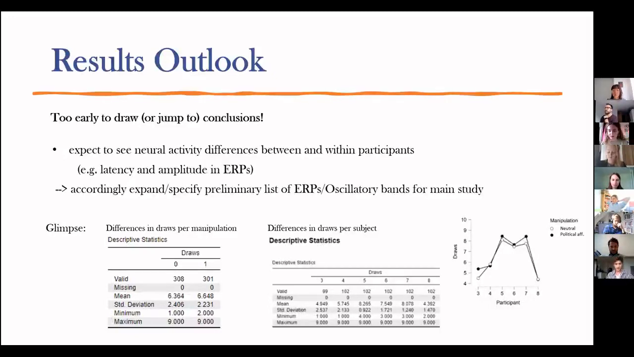However, if you look at differences between subjects here, you can see in the table that, for example, participant number 8, on average throughout the whole experiment, only drew 4.39 beats, whereas participant number 5 on average drew 8.3. So that is a huge difference.